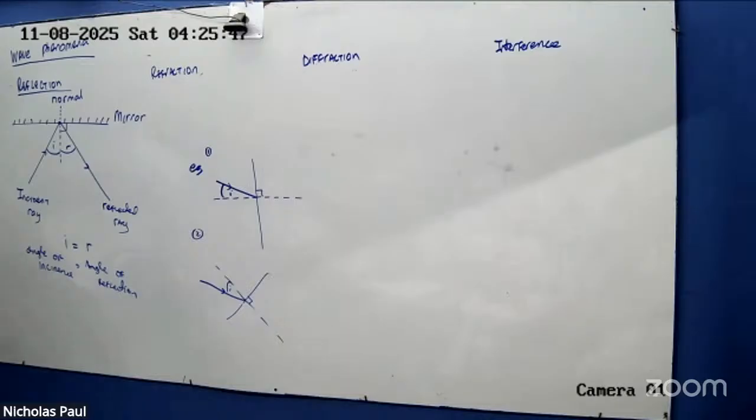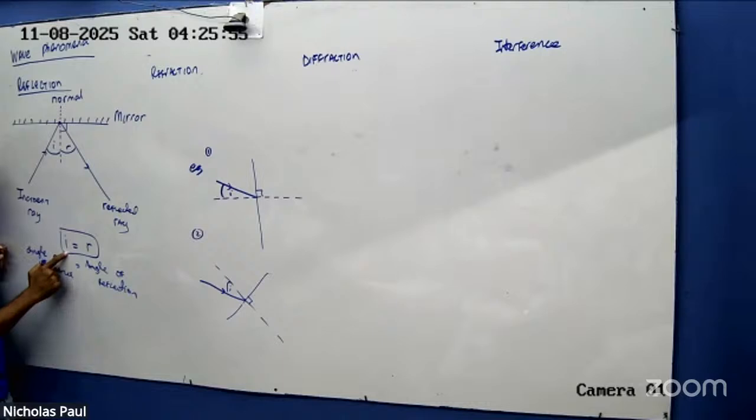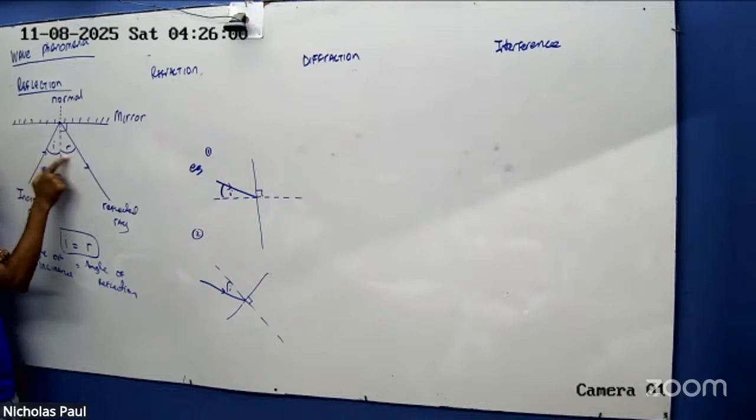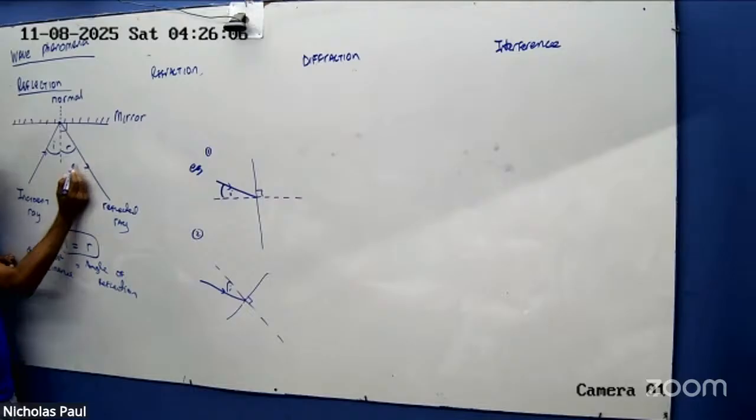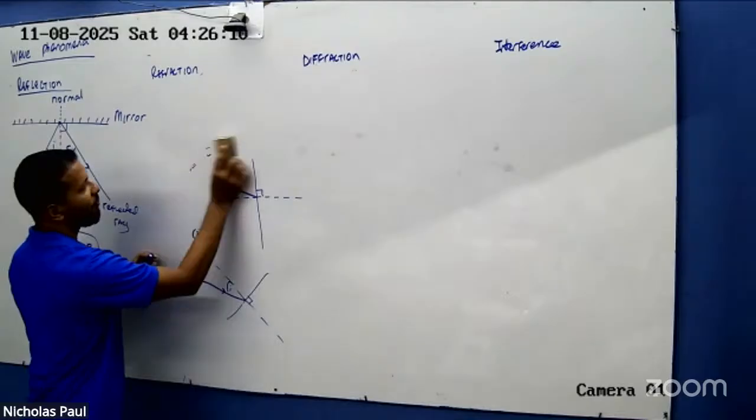All right? Most important thing, for reflection, remember i equals r. Okay? Remember how to draw your normal, remember how to find your angle. If here is 20, something that underwent reflection, here is also 20. All right? Next one, a little bit different, is refraction.